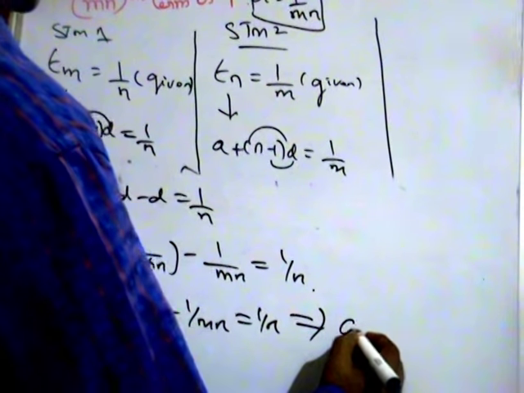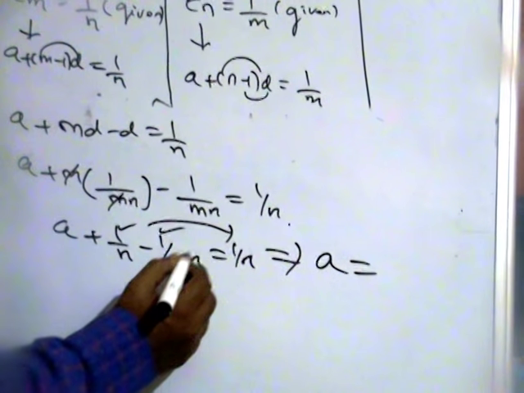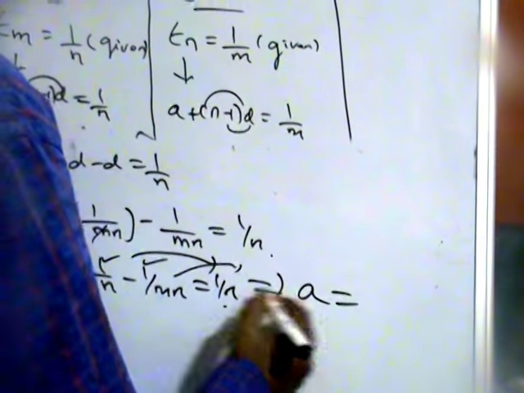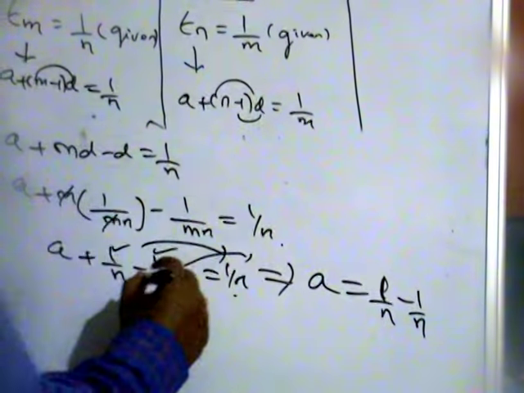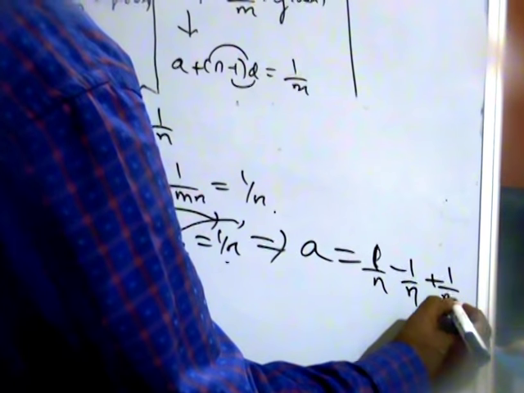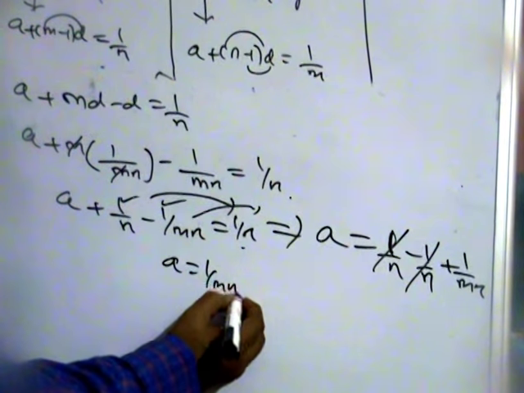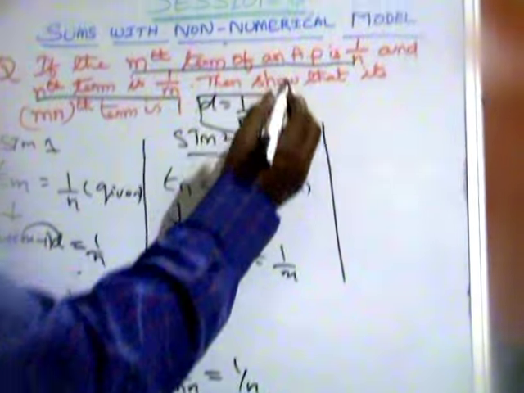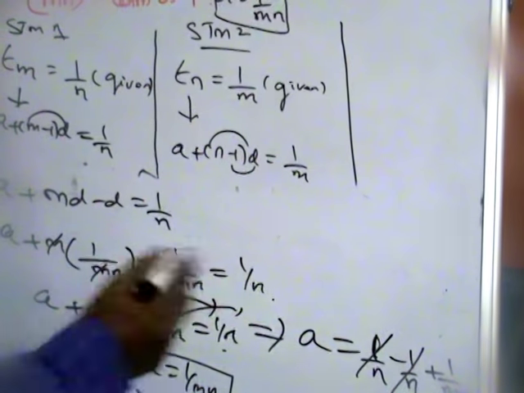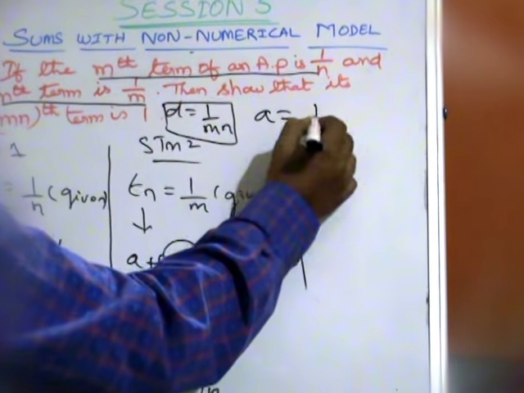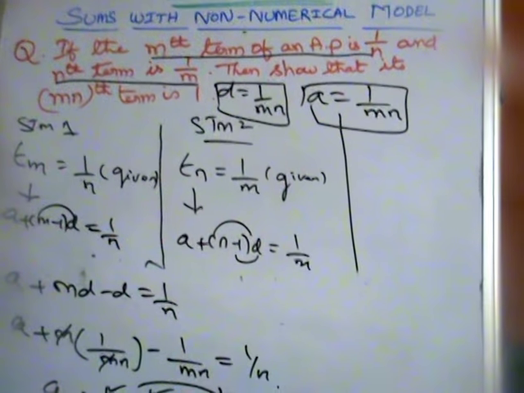So keep the a as it is, put the equal to and take these two numbers that side. So you get this, there's 1 by n already, and this 1 by n will go that side, and this 1 by mn also will go that side. 1 by n gets cancelled. A equal to 1 by mn. So you can write here, d is also 1 by mn. Okay, a and d are 1 by mn.